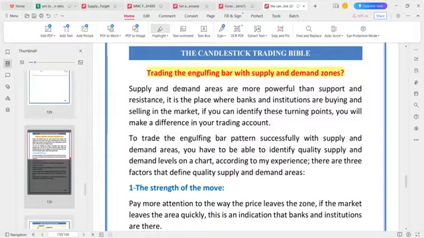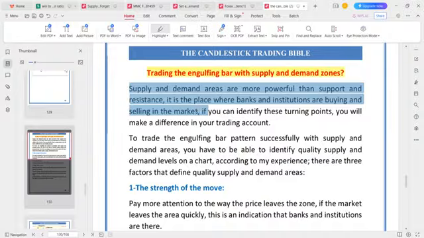Supply and demand zones are more powerful than support and resistance. Take note right there. It is the place where banks and institutions are buying and selling in the market. If you can identify these turning points, you will make a difference in your trading account.